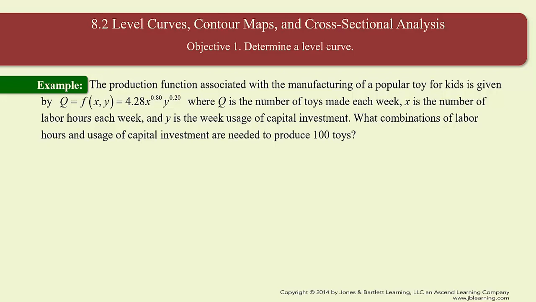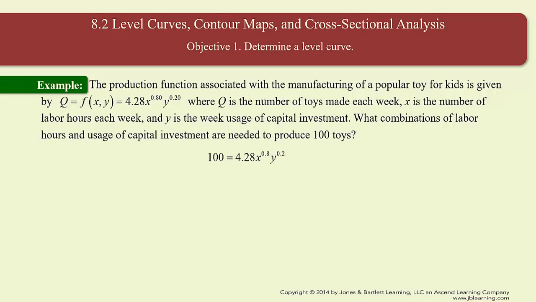So really what we're doing here is putting that 100 into our production function where we see Q. And that gives us something like this. That equation is in terms of x and y. There are an infinite number of values for x and y that make that equation true. The best way to represent all of those infinite combinations of x and y is by making a graph. And we can graph that in our familiar xy plane.